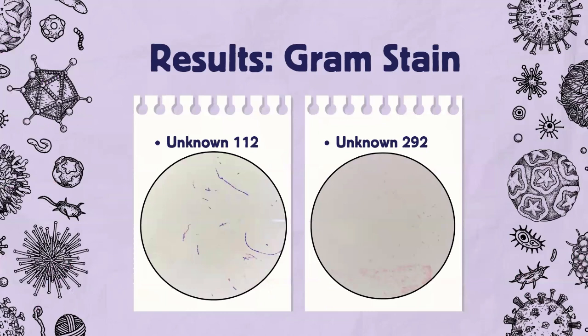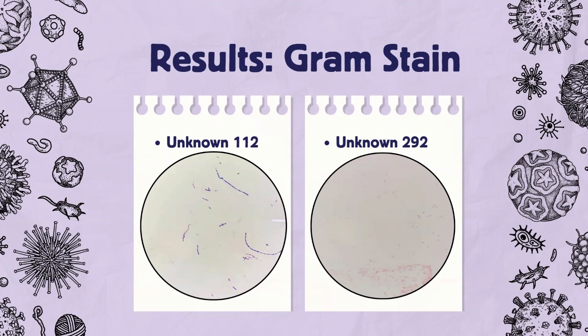These are unknowns in the gram staining, and you can see the unknown 112 is purple, gram positive bacteria, and the unknown 292 is a gram negative rod-shaped bacteria as well. They are both rod-shaped, and the unknown 112 specifically shows us that it is in a chain-like fashion, while the 292 appears to be more scattered, singular rod shapes.